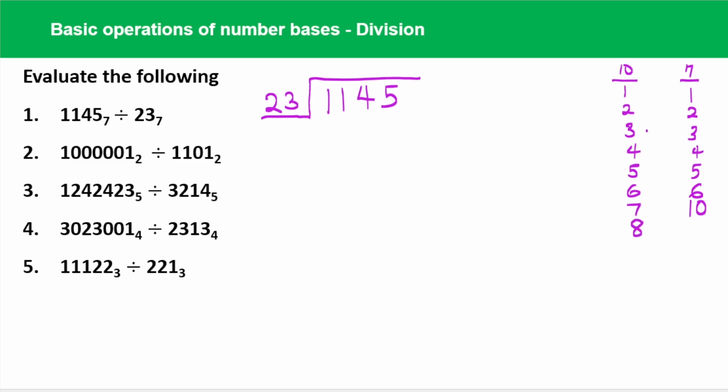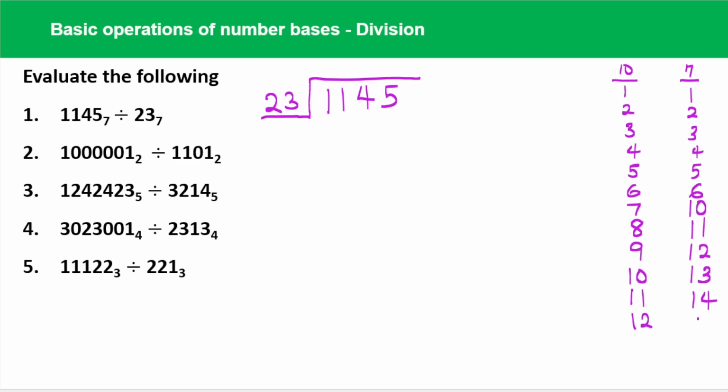Similarly, 8 in base 10 will be 1 1 in base 7. That is 7 divide 8, that is 1 remainder 1. Also 9 in base 7, that will give you 1 remainder 2. That is 7 in 9, that's 1 remainder 2. And then 10 in base 7, that will give you 1 3. Then 11 in base 7, that will give you 1 4.